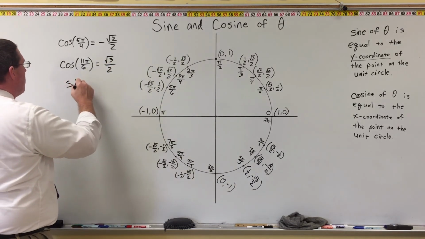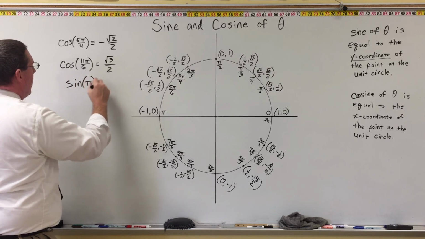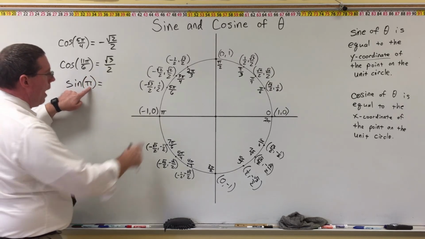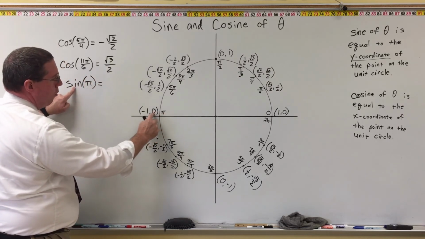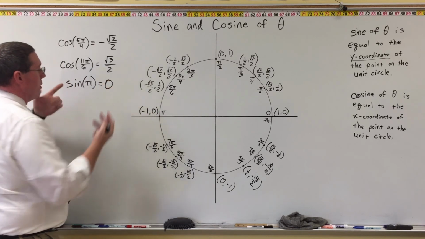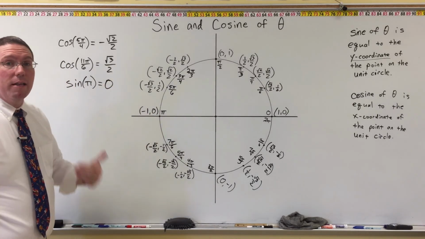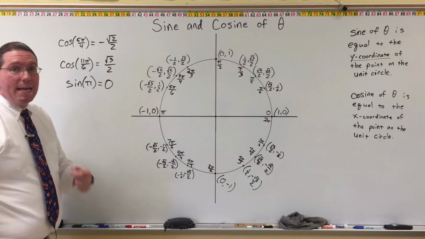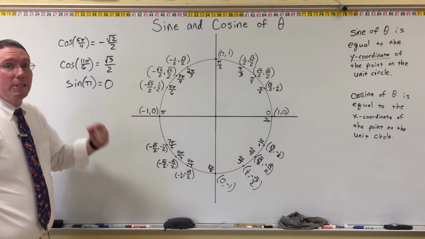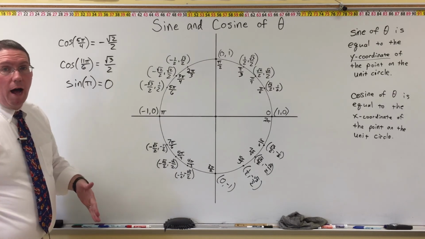Let's say the next question is, what is sine of pi? Okay, well, let's go to the angle pi. That's right here. Sine is the y-coordinate. That's right here. That's 0. The answer is 0. It is literally that simple. If you make it more than what I just made it out to be, then you are overcomplicating it.